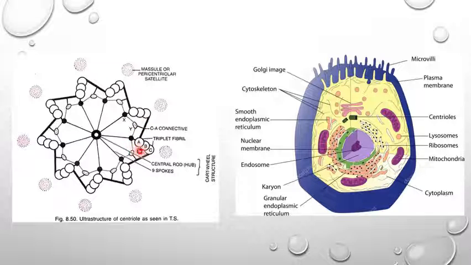These are the triplet fibers, and these are the 9 radial spokes. They are attached, and along with them they have the XY linker. That gives the appearance of a cartwheel, the way they are linked. So that is the structure of a centriole. Again, it is very important.